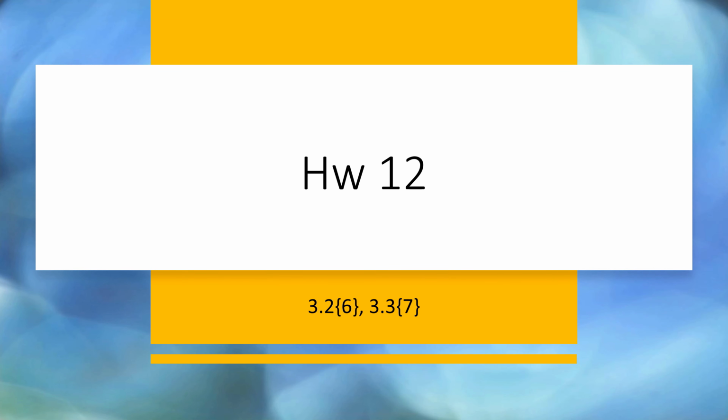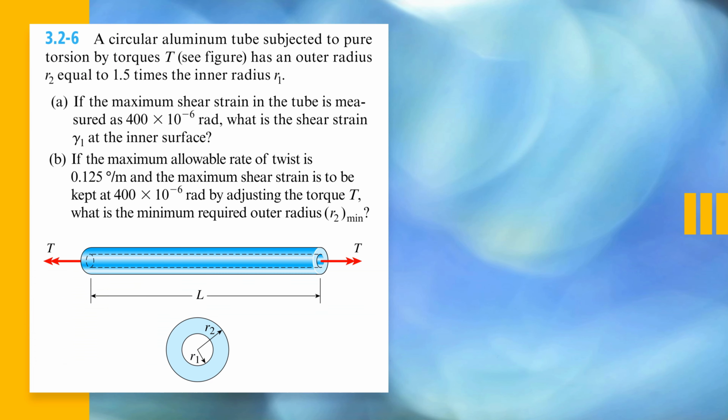Welcome to Homework 12. We're going to be going over problems 3.2-6 and 3.37. A circular aluminum tube subjected to pure torsion by torques has an outer radius equal to 1.5 times the inner radius. If the maximum shear strain in the tube is measured as 400 E-6 radians, what is the shear strain, gamma 1, at the inner surface?